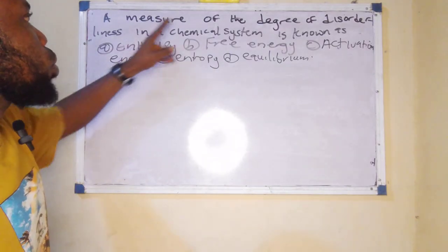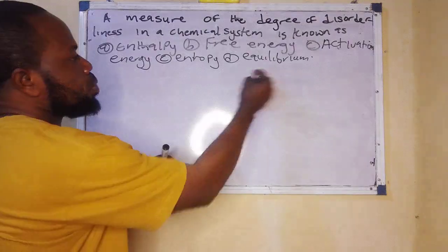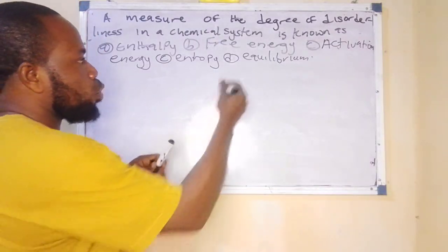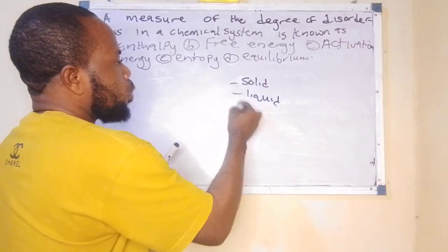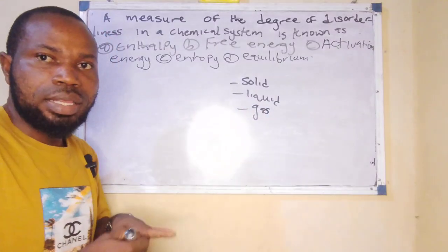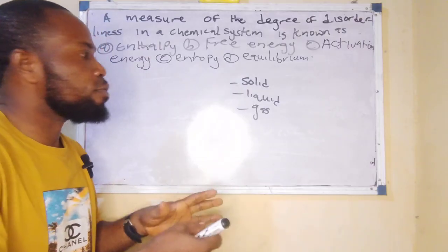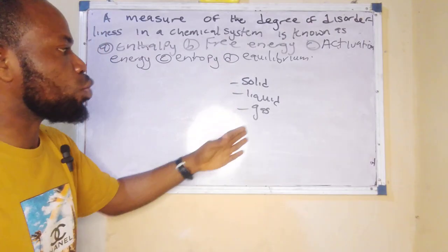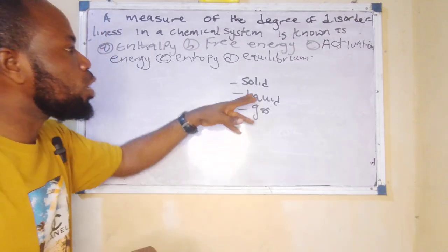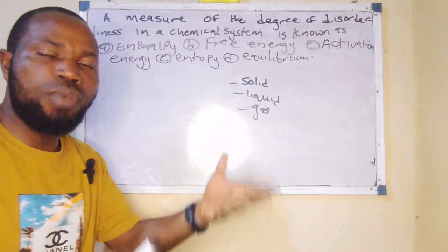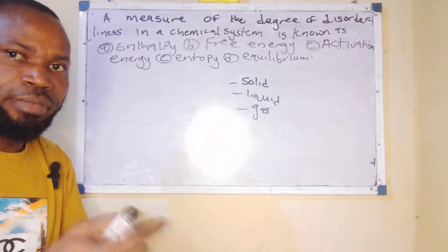Now, look at something. They said a measure of the degree of disorderliness. I want to explain this question like this. Now, we have solid, liquid, and gas. Remember that these three are made of particles, and the particles are moving very fast in some. So all of them are made of particles. For solid, the particles are restricted. That's why solid has a shape. For liquid, the particles are free to move about. For gas, the particles are more random, so they can move quite randomly, very, very fast.